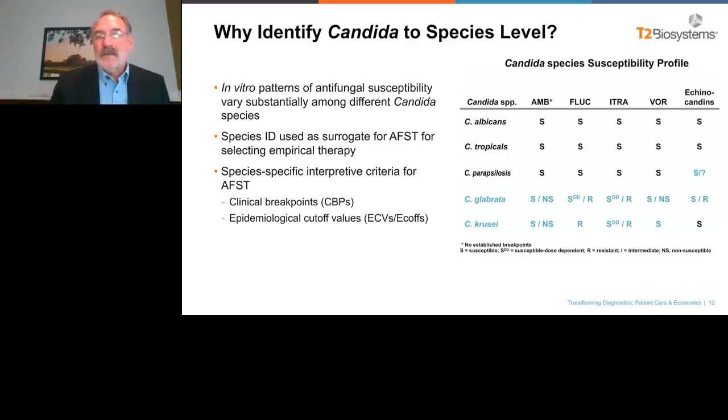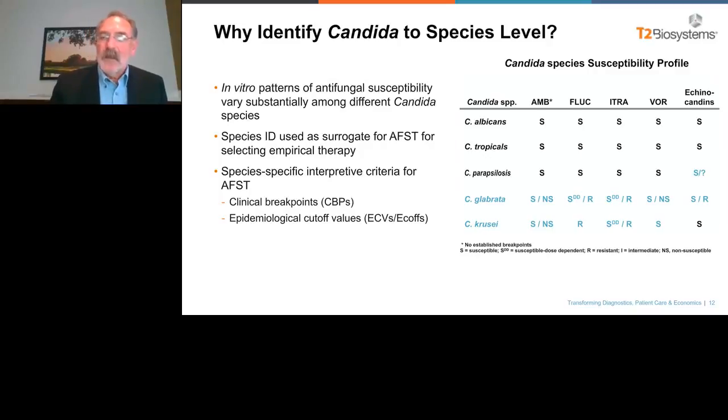Candida glabrata is less susceptible to fluconazole than Candida albicans, tropicalis, or parapsilosis. We see SDD, that's susceptible dose dependent, which means that a higher than normal dose of fluconazole needs to be used if you're going to use fluconazole to treat Candida glabrata. But if Candida glabrata is resistant to fluconazole, it will be resistant to all other azoles, including itraconazole, voriconazole, posaconazole, and isavuconazole.